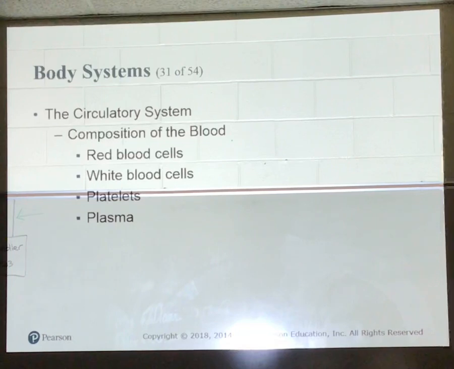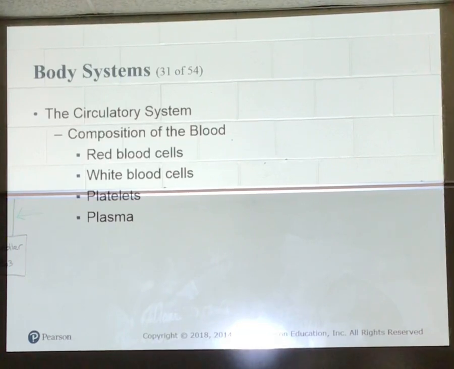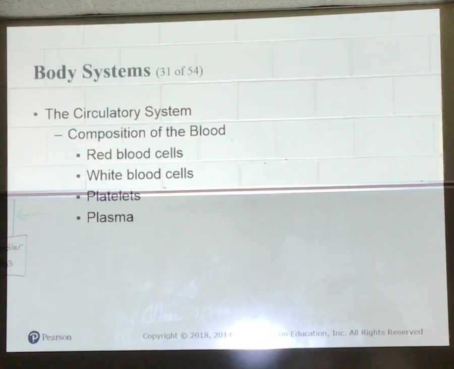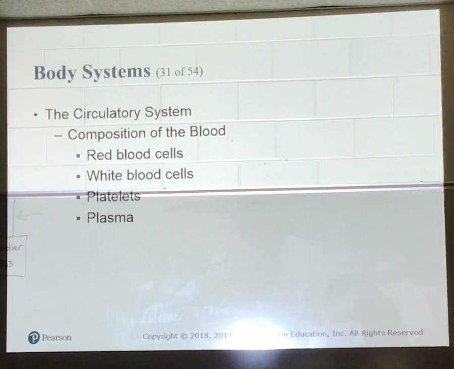Blood components. Red blood cells contain hemoglobin, which allows them to carry oxygen and carbon dioxide. Hemoglobin gives the blood its red color. White blood cells are part of the immune system and defend against infection. Platelets help form blood clots. Plasma is the liquid portion of blood that allows substances to be carried through the body.